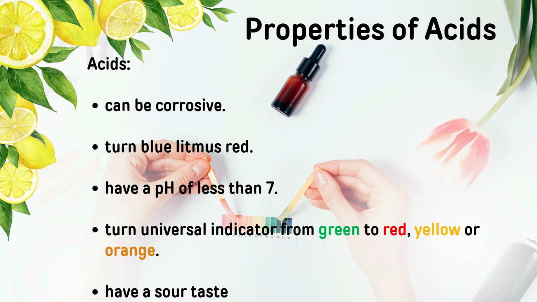Acids can be corrosive. They turn blue litmus red. They have a pH of less than 7. They turn universal indicator from green to red, yellow, or orange, and they have a sour taste.